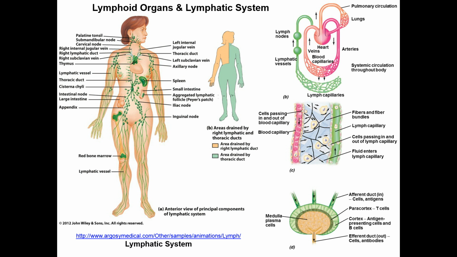As this lymph passes through the lymph nodes, it's going to come into contact with immune cells within the lymph nodes. It's going to come into contact with macrophages, B cells, as well as T cells. So this is where you have a mixing and mingling of your innate immune cells and your lymphocytes involved in the adaptive immune system.